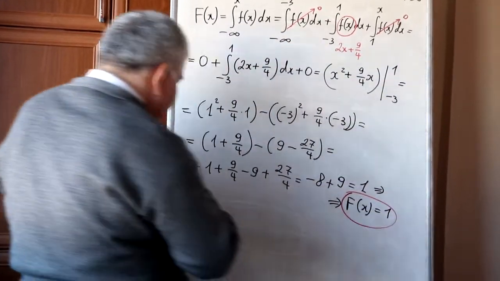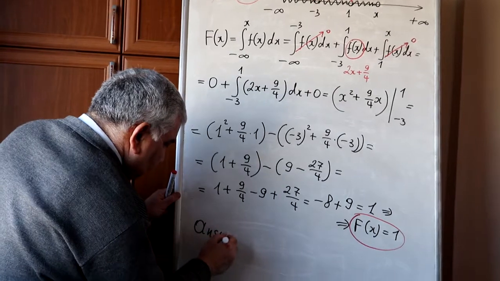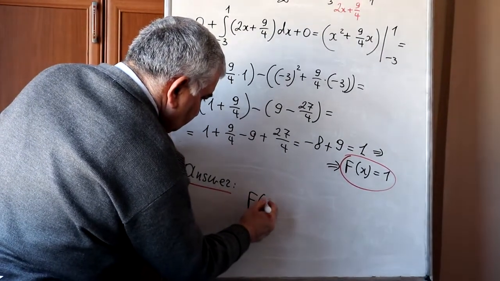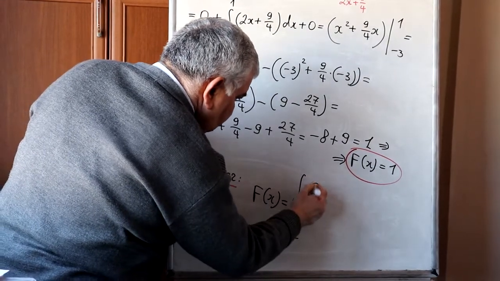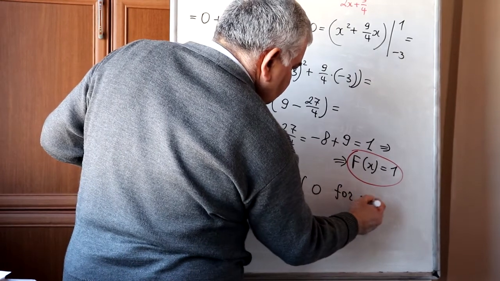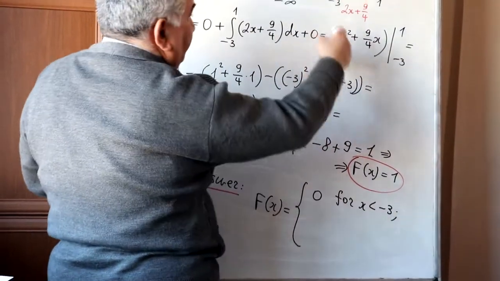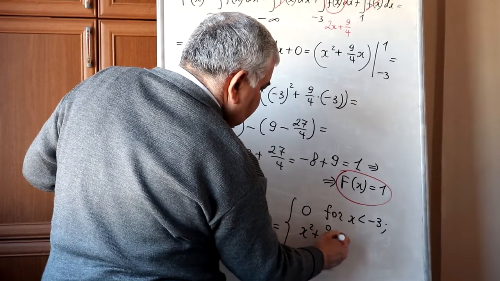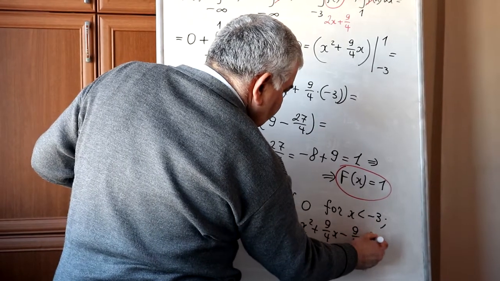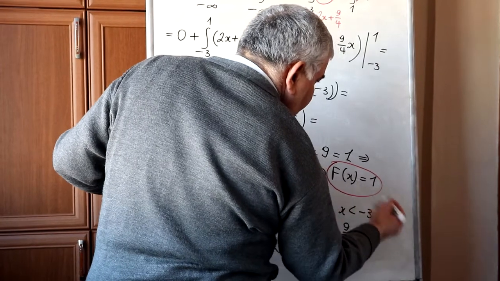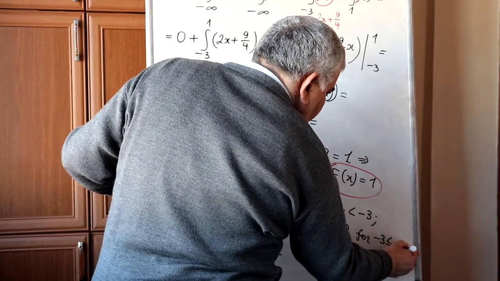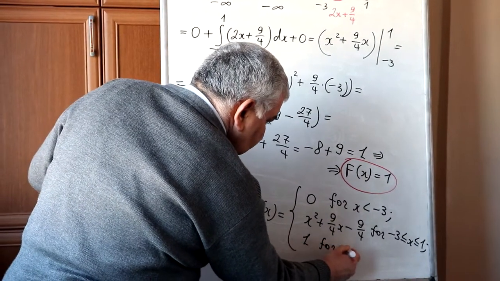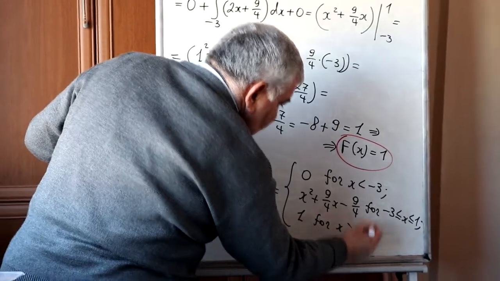Finally, we can write the answer. F capital of x equals 0 for x less than -3, equals x squared plus 9 fourths x minus 9 fourths for x situated between -3 and 1, and it is 1 for x greater than 1. It is the answer.